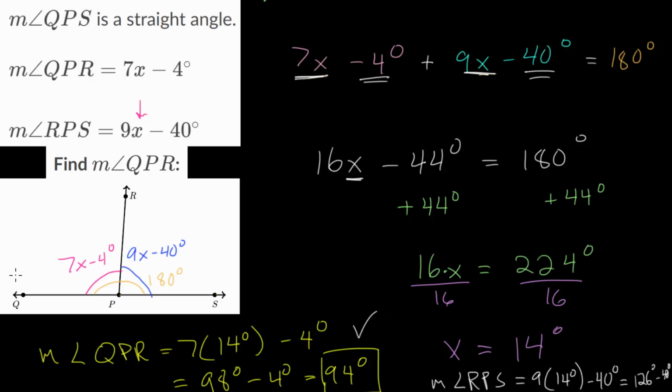And you can also visually confirm that. This is slightly bigger than a right angle. This is slightly less than a right angle. And that matches up with the two values we found. But of course, you don't want to rely on the picture. It just helps as a guide sometimes.